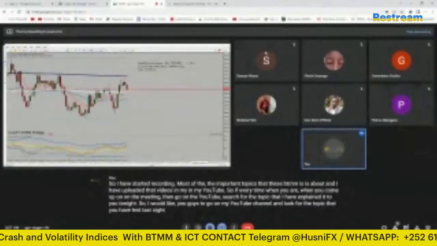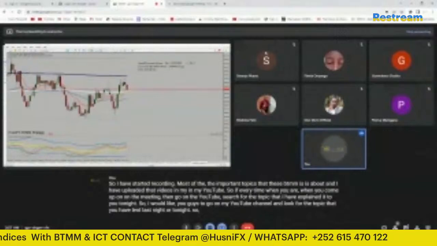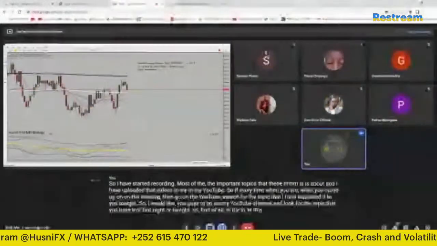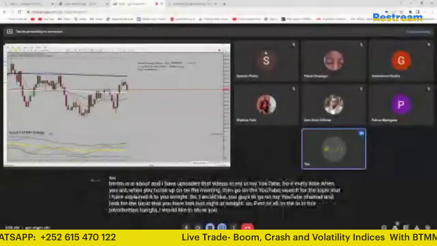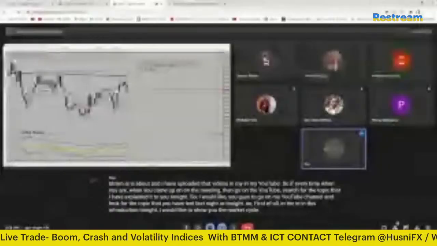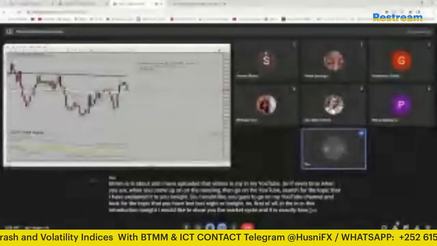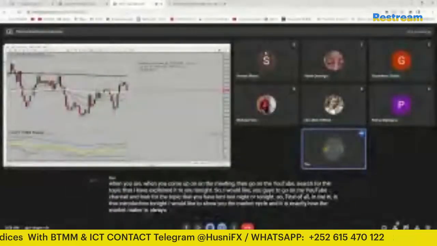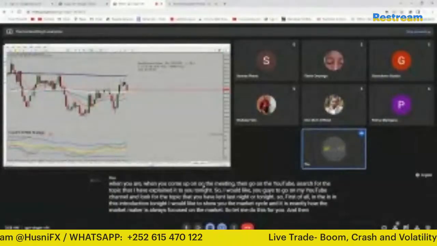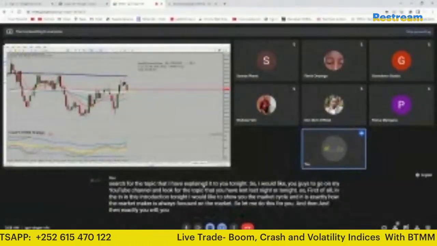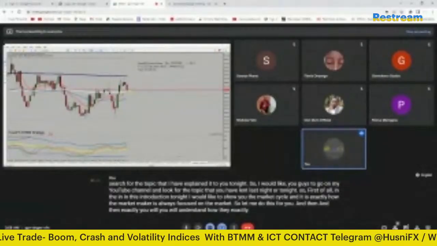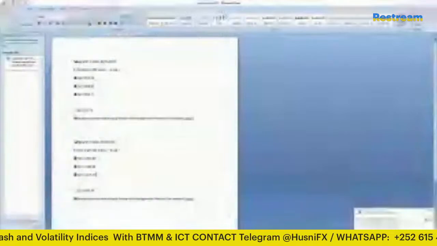So first of all, in this introduction tonight, I would like to show you the market cycle, and it is exactly how the market makers always focus on the market. So let me do this for you, and then you will understand how they start what is called the limitation of the order of the market.